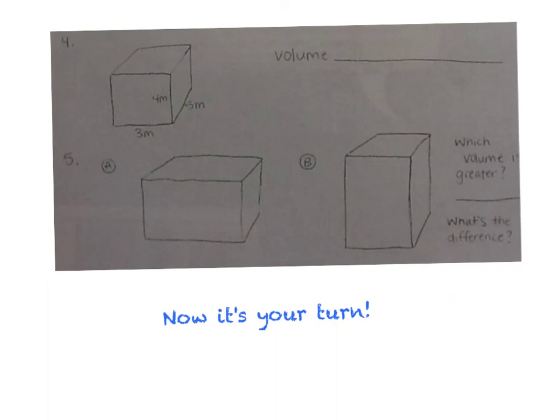Now it's your turn. Turn to the back of your page, and you can now solve numbers 4 and 5. Now I forgot to write down the dimensions for number 5, so go ahead and write them down on your paper. For A, your length is 6, your width is 3, and your height is 4. On B, your length is 4, your width is 2, and your height is 8. Using those dimensions, solve for which volume is greater and by how much. What is the difference?